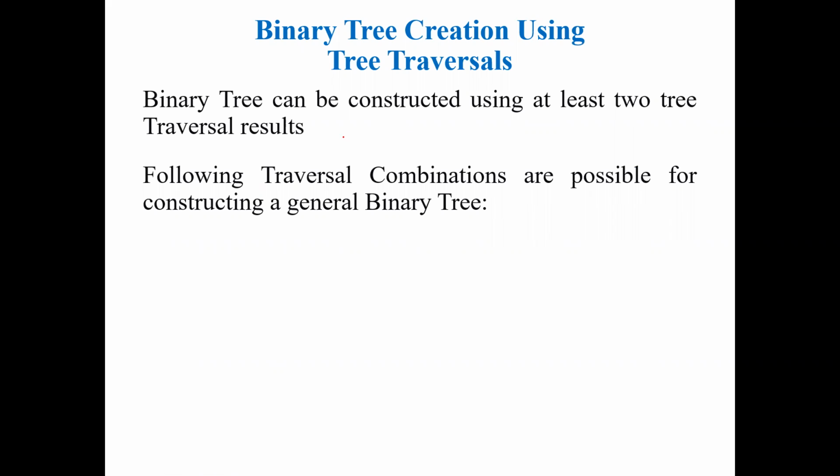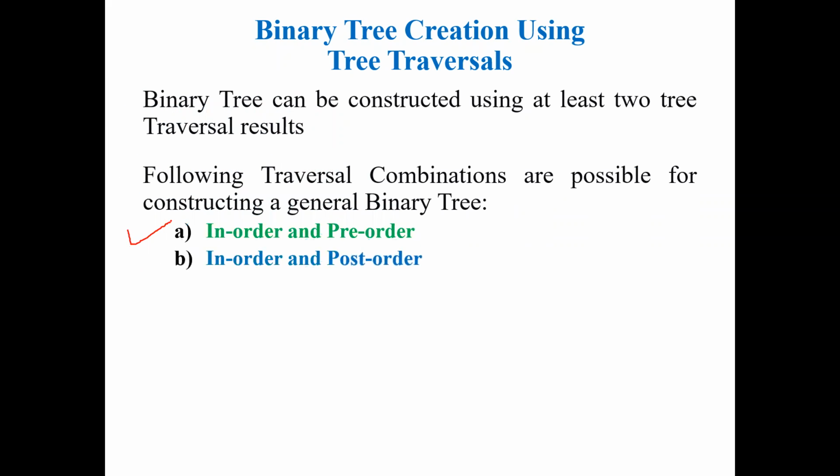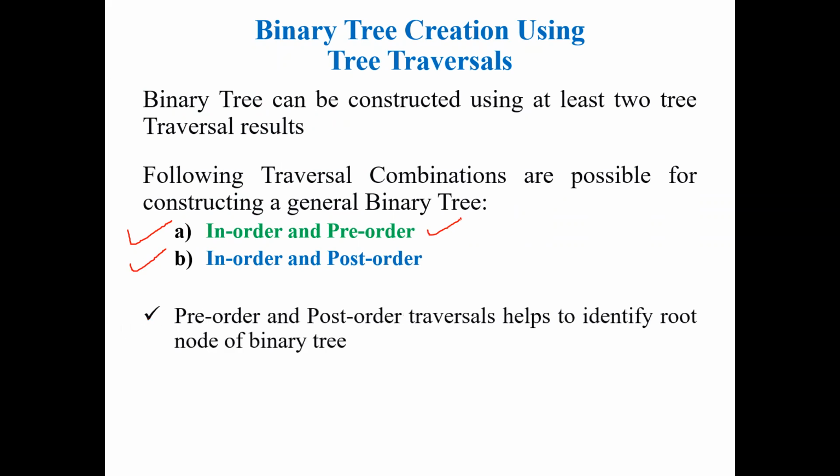In the binary tree, we can construct the binary tree by use of two tree traversal results. Generally, what are those traversal results? First one is the in-order and the pre-order traversal. That means if the in-order and the pre-order traversal of a binary tree is given, we can construct the binary tree back from it. And similarly, we can use the in-order and the post-order traversal. In this video, we'll be covering the first part, that is the in-order and the pre-order traversals.